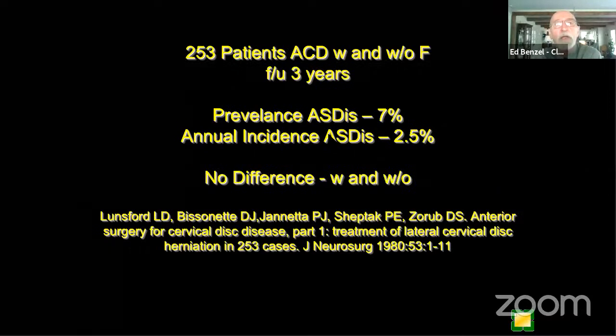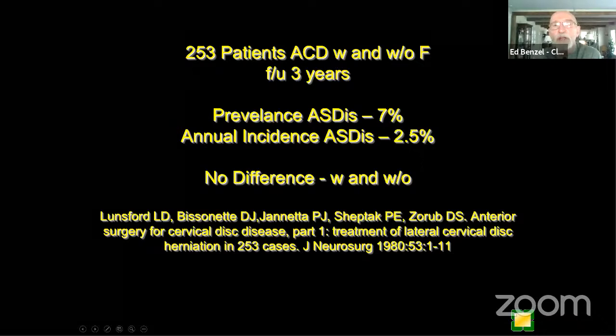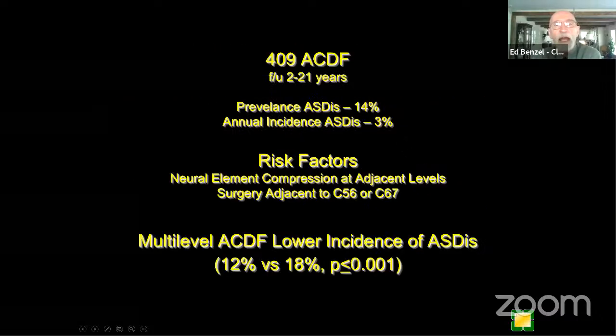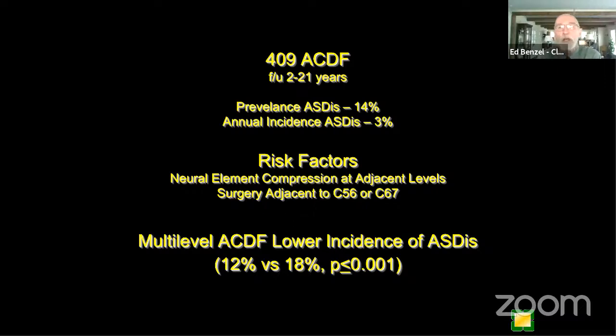The group from Pittsburgh looked at patients with anterior cervical discectomies with and without fusion and found that there was no difference in adjacent segment disease, at about 3% per year in both groups. And then Hilibrand looked at the incidence of adjacent segment disease with multiple level fusions in the cervical spine and found that the annual incidence actually went down, not up, compared to one level operations.